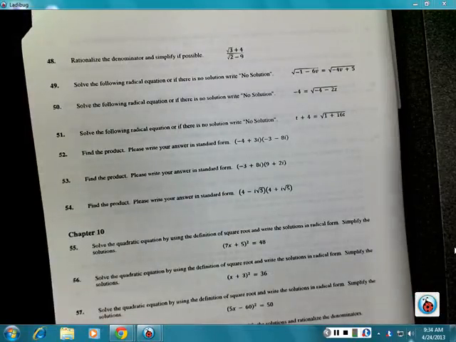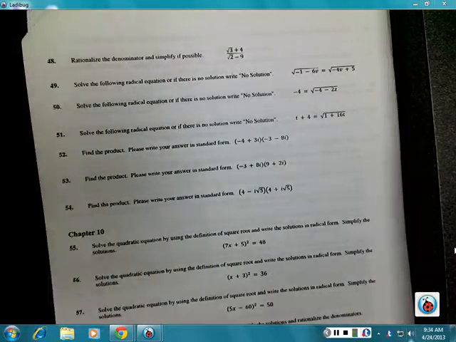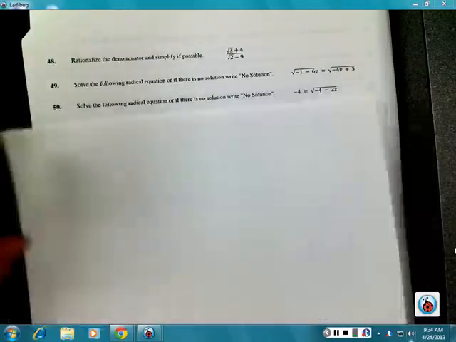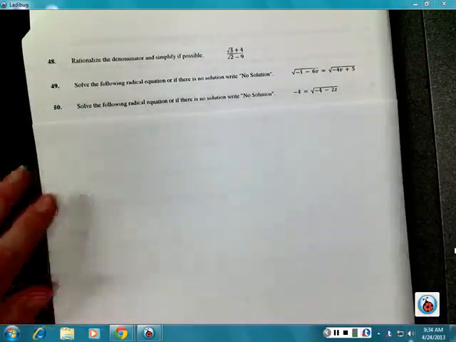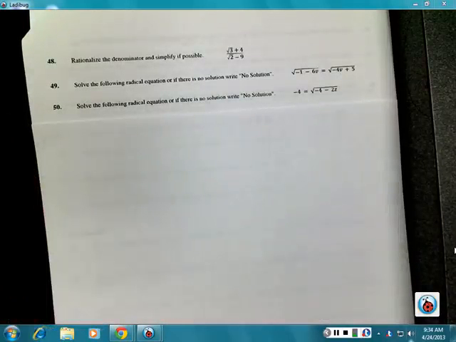Okay, we can do 50. Good with the 50, you think? Yep, square both sides, gets rid of the radical. And can I have that though? 50.